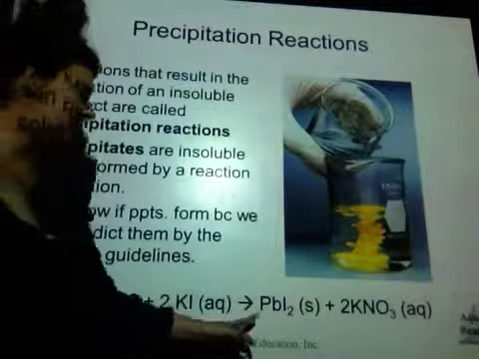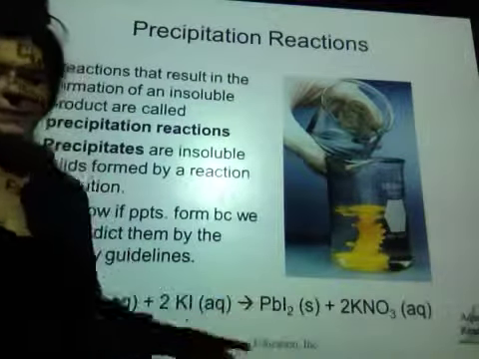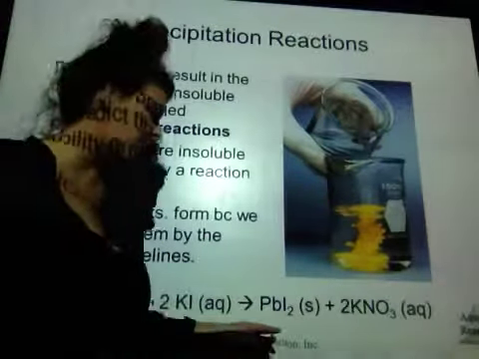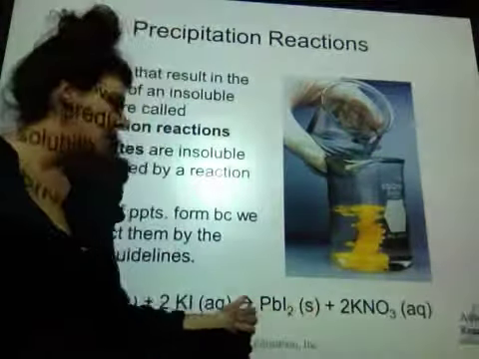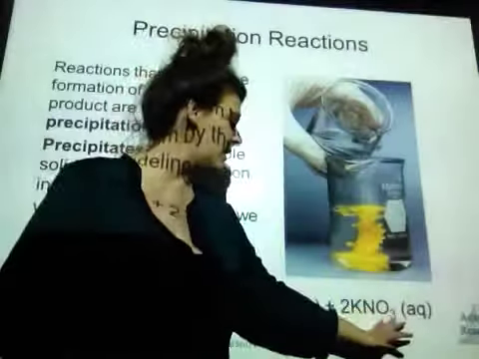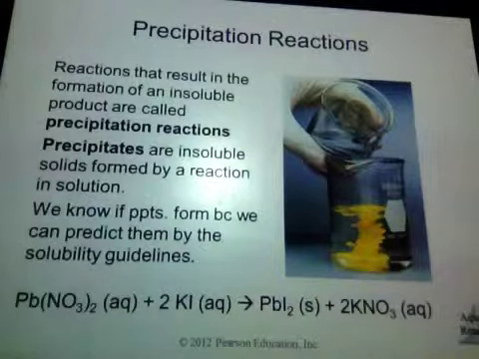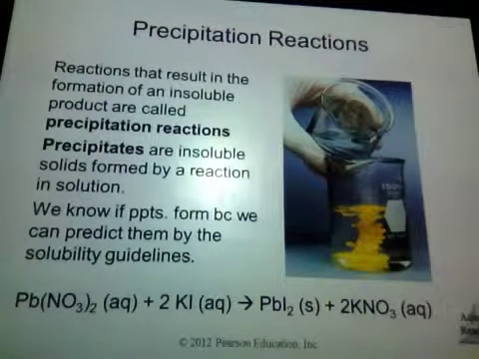So in this case, I get lead 2 iodide. And if I use my table, lead 2 iodide would show that that was insoluble. So boom, there's my solid. And then potassium nitrate would be soluble. So that means that I would write that to be aqueous. That means that it will be able to dissolve in water.